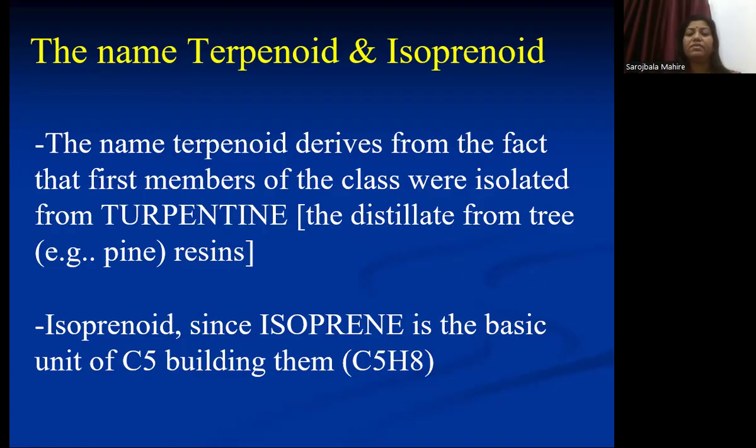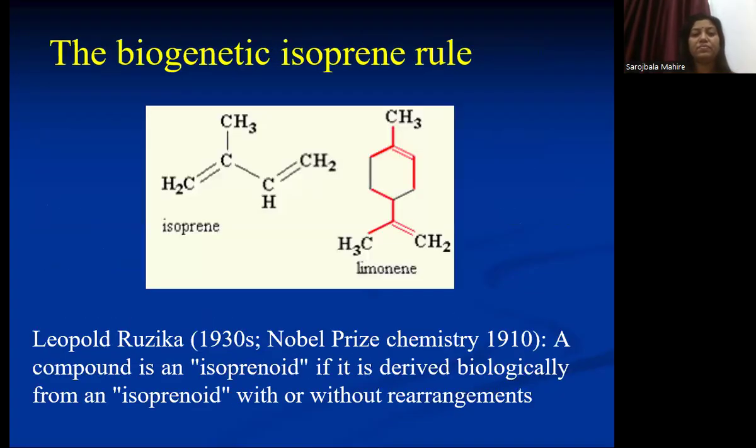The name terpenoids derives from the fact that the first members of the class were isolated from turpentine. This is the distillate from the pine resin. Isoprenoid, since isoprene is the basic unit of these building blocks. This is the biogenetic isoprene rule. This is isoprene and this is the lineage.